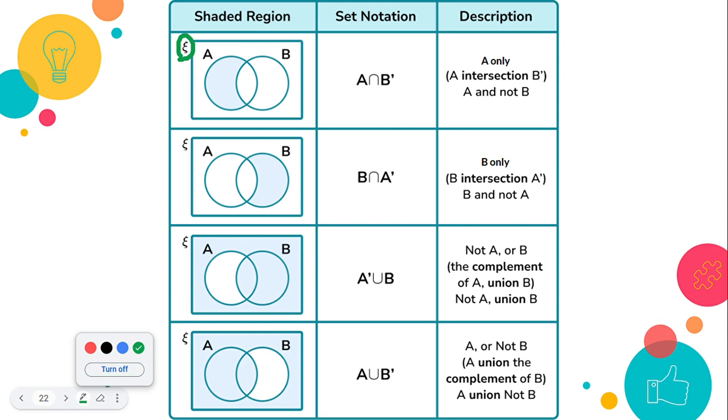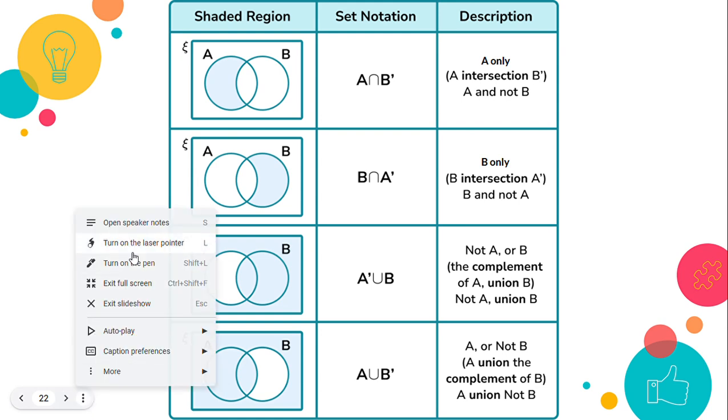It looks basically like a fancy E, right? So if we're looking at this region that's shaded right here, we refer to this region as A only. And to find this region, you can see that it's where set A intersects the complement of set B.